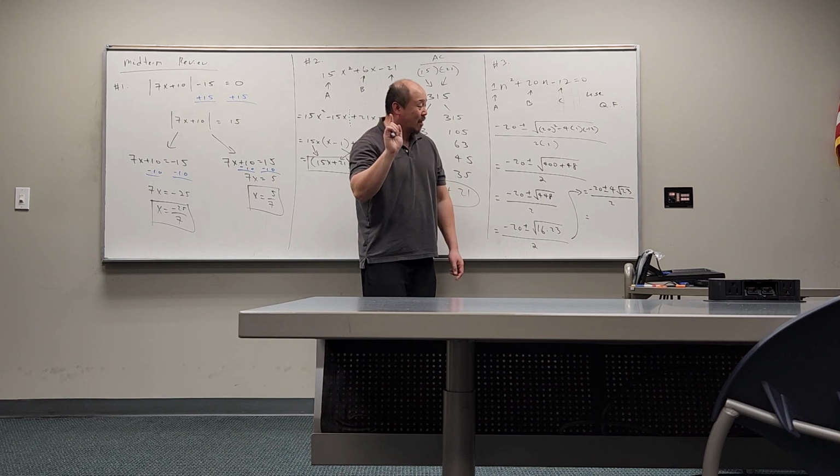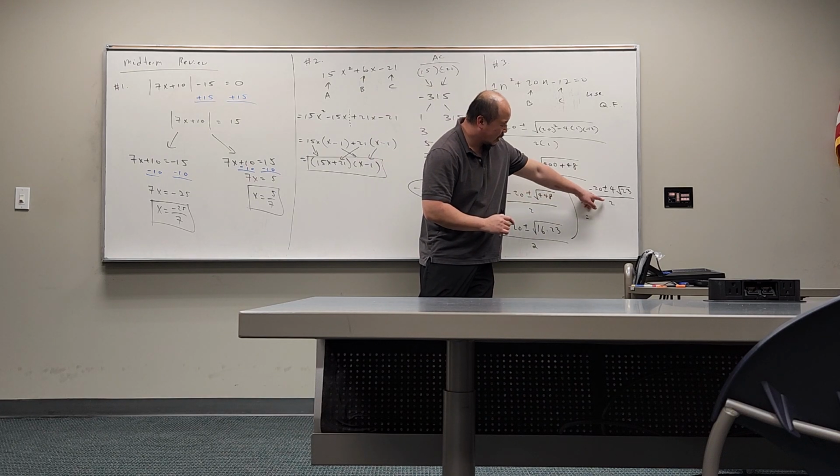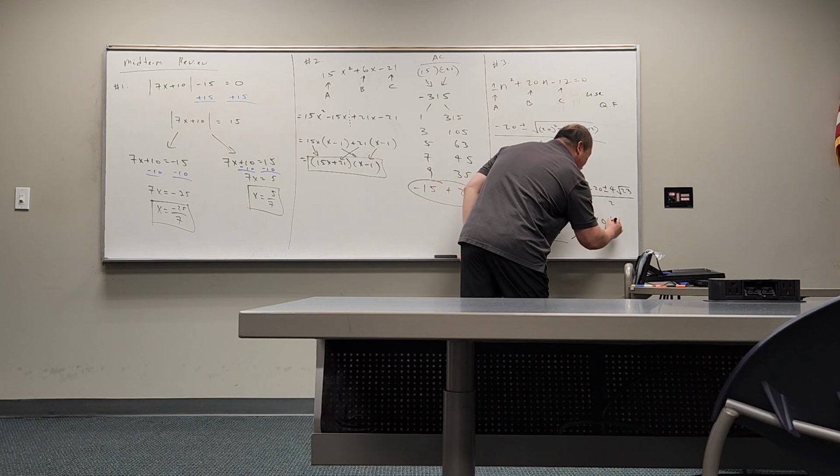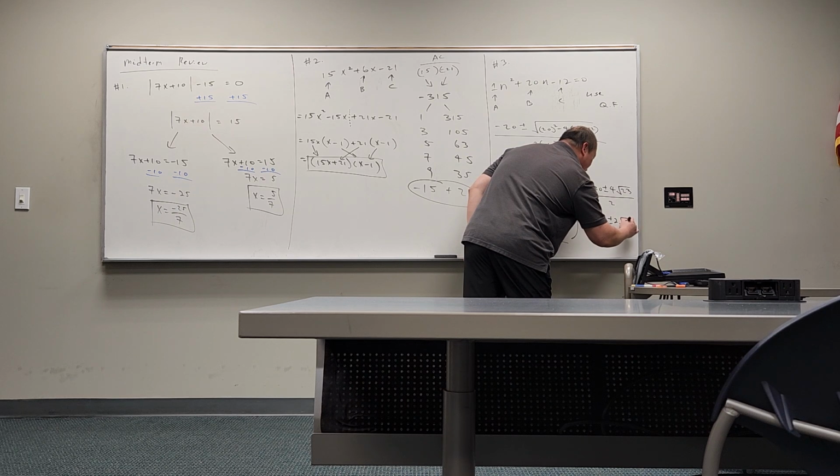And one last step, just one last step. Is that a 2 right here? You can divide by 2 to go to 20 and 4, right? So that will be negative 10 plus or minus 2 radical 23.